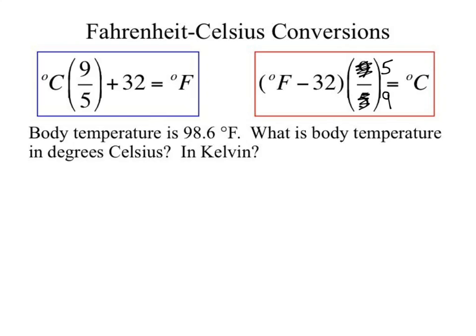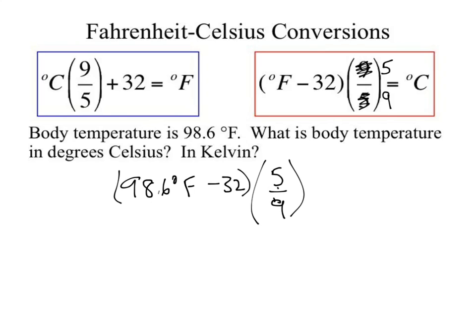Okay, let's work the problem. 98.6 degrees Fahrenheit minus 32 times 5/9. I keep doing that. 5/9 gives us our degrees Celsius at what temperature? 37 degrees Celsius. Okay, that is your proper body temperature as far as degrees Celsius goes. That just happened to again be a number that I've got memorized. Is that the correct answer?